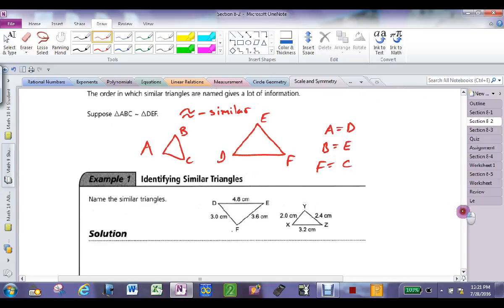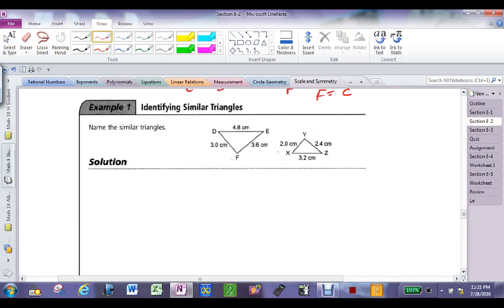Okay. So now, let's look at this. This is where it gets tricky. Name the similar triangles. So first we've got to name them. Does it matter which one we start with? No. Name one of those triangles for me. Your choice. I've already told you how to name polygons. How do you name them? That is an isosceles. No, that's the type of triangle it is. Pardon? DEF. DEF? Okay.